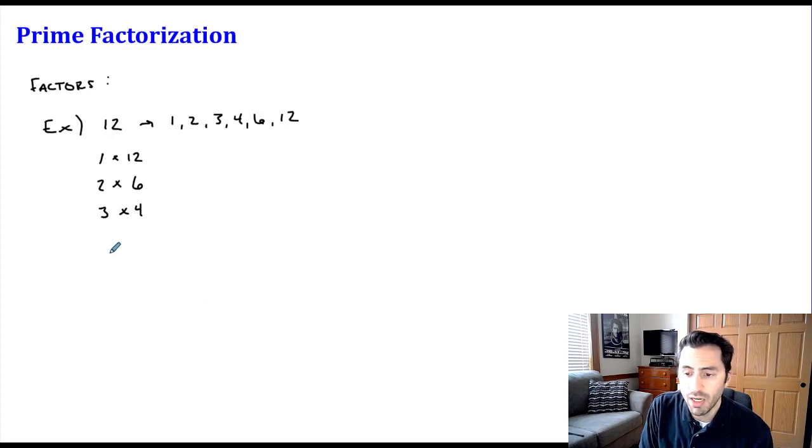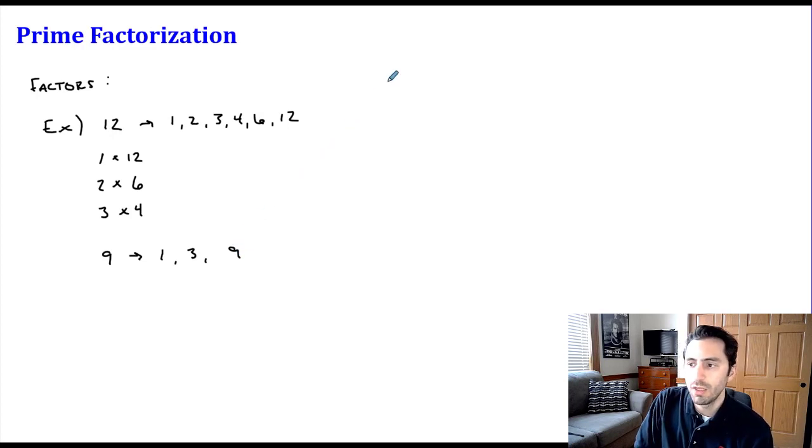Sometimes when we have a perfect square, like 9, we have a repeat in the middle. So for the factors of 9, we have 1 and 9. When those are multiplied, we get 9. And in the middle, we would have 3 times 3. We don't have to list the 3 off twice, but we only have an odd number of factors for this perfect square.